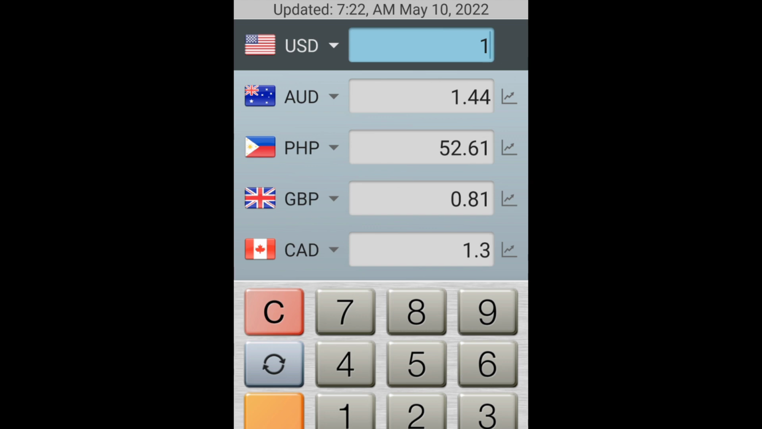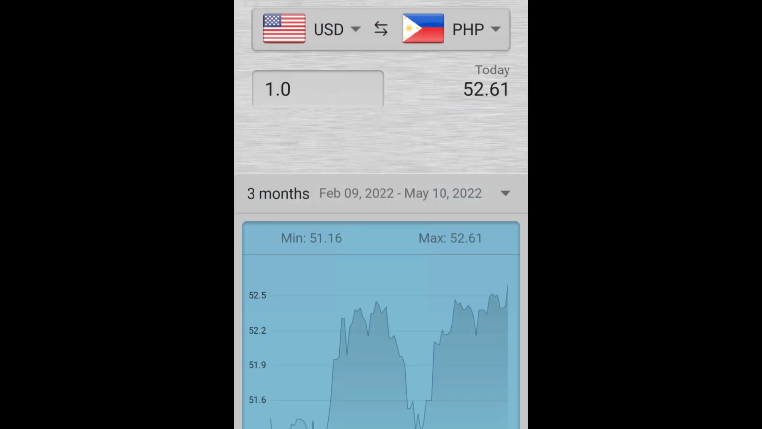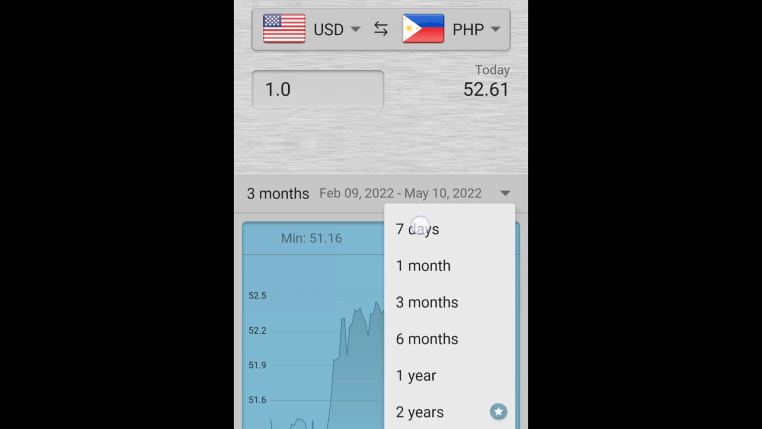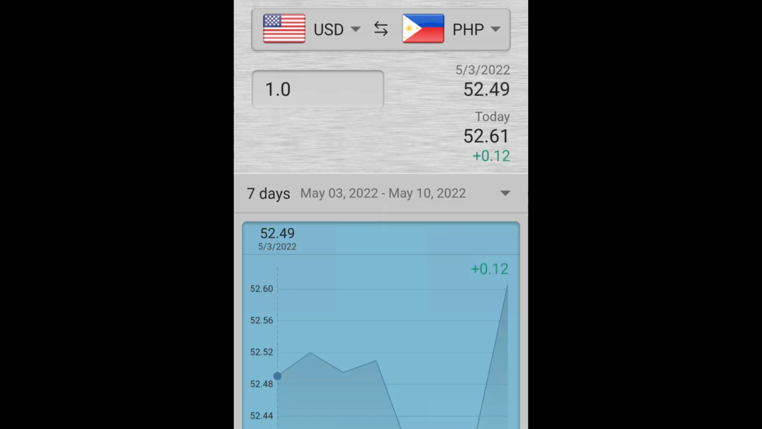USD to Philippine peso conversion. We have this data. 1 US dollar is equivalent to 52.61 Philippine peso as of today. For 7 days data, May 3, 1 US dollar is equivalent to 52.49 Philippine peso. For May 4, 52.52 Philippine peso. For May 5, 52.49 Philippine peso.